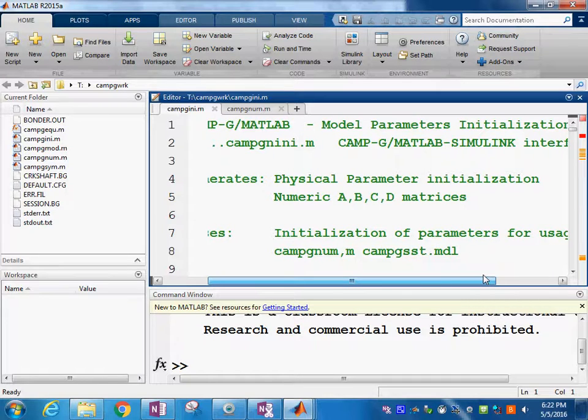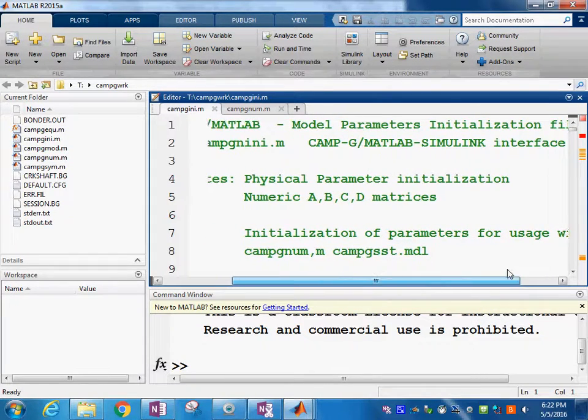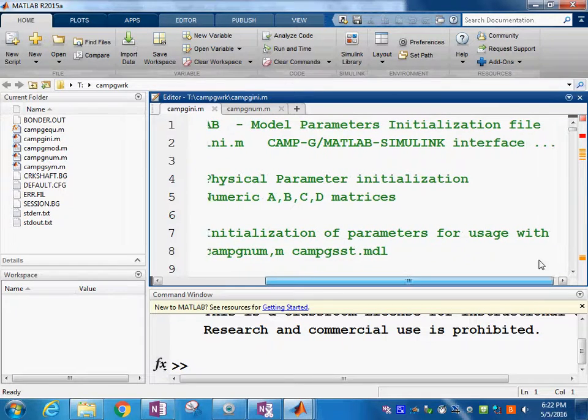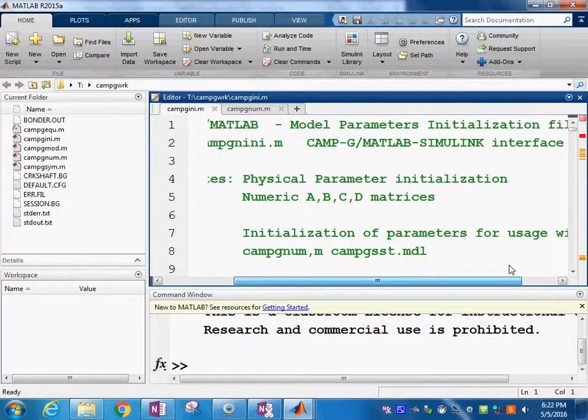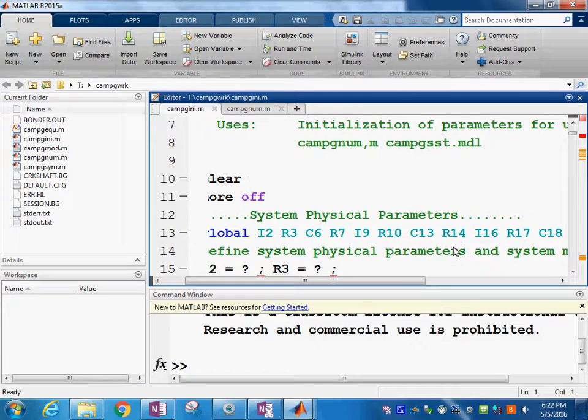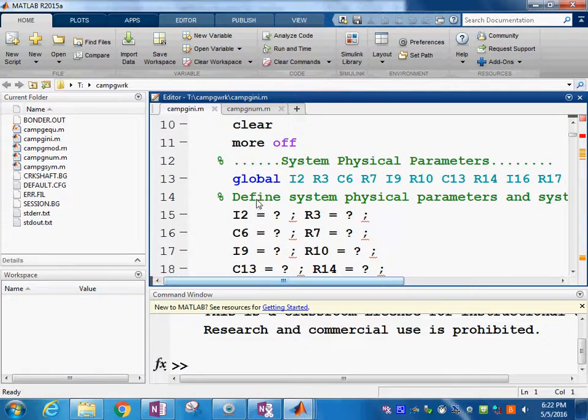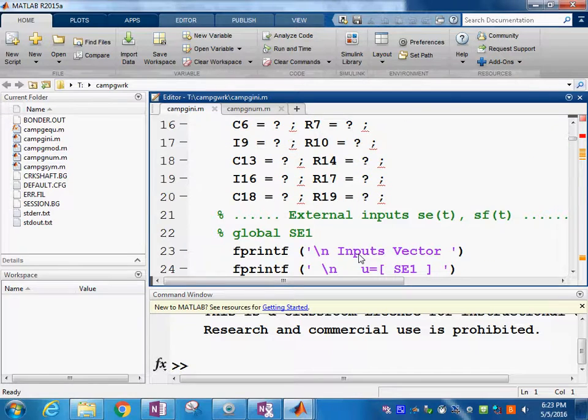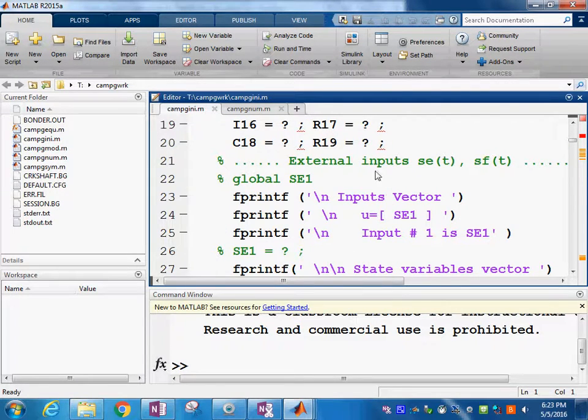Okay, this camg is the MDL file that Simulink uses. So it says, listen, what are the values of this? See, it's asking you questions here. And then it says, what are the inputs here and the outputs? So the input obviously is SE1, the voltage input.